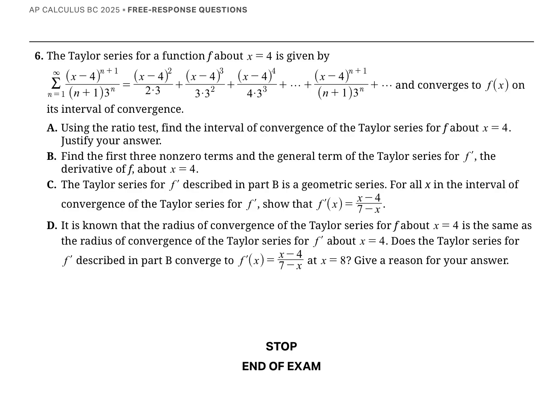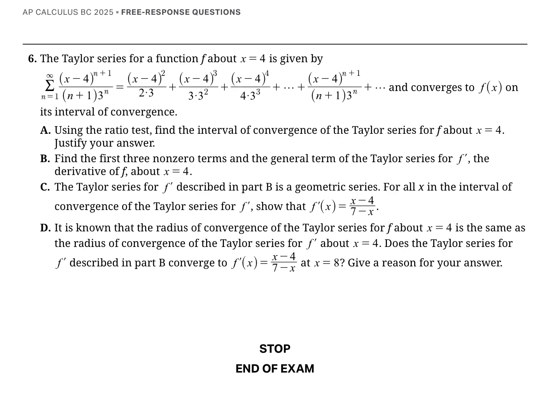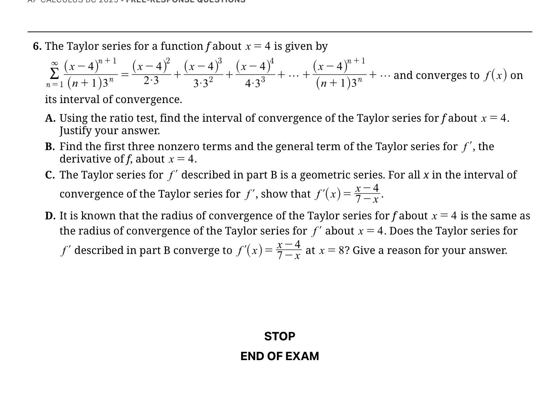This is the 2025 Taylor polynomial question number 6. This year there were actually 2 of them. So on this problem, they gave us a series, a Taylor polynomial, and they tell you it's about x equals 4. That means it's centered at 4, which we should have been able to see because right here we have 4.